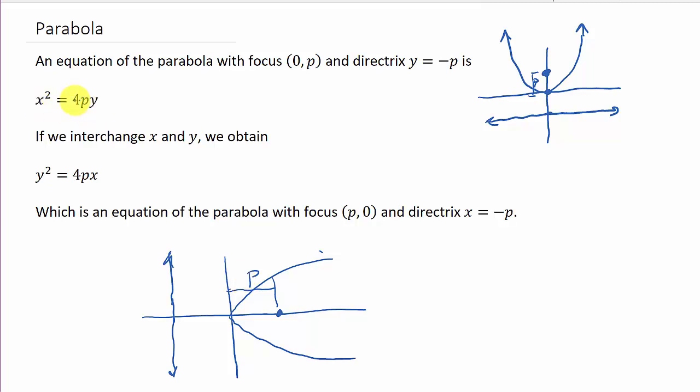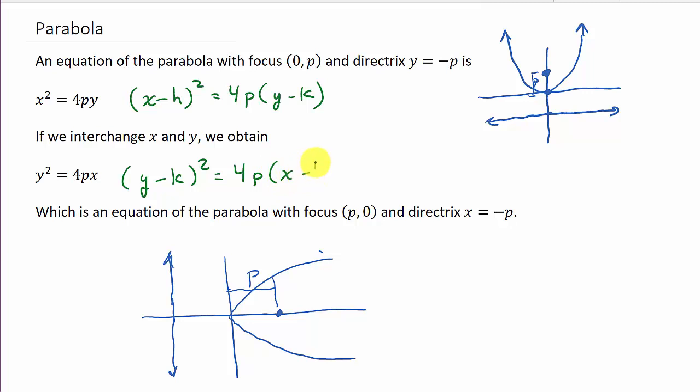And so another way to write these, see here, the vertex is at 0, 0. But if we look at it, x minus h squared equals 4p times y minus k. And then here we would have y minus k squared equals 4p times x minus h. And the vertex would be h, k. All right, so let's go ahead and take a look at an example.